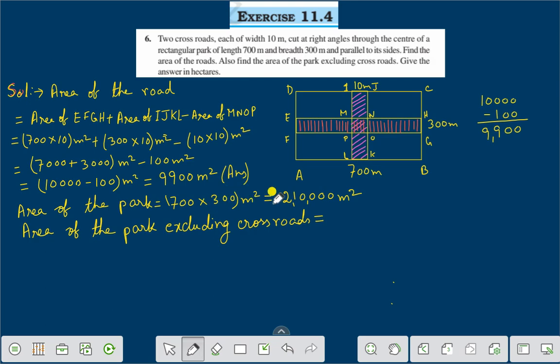Here you see the total area of the park is this one, 210,000, minus this one, that is the area of the road. This was 9,900. This is the area of the park excluding crossroad, in meter square.